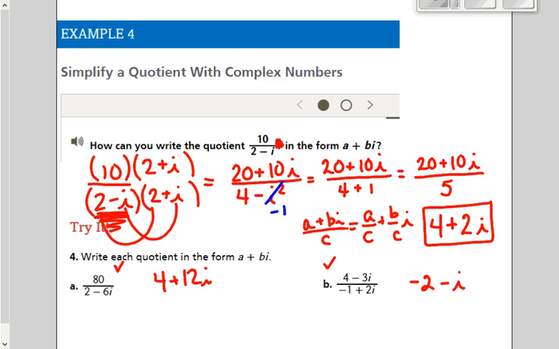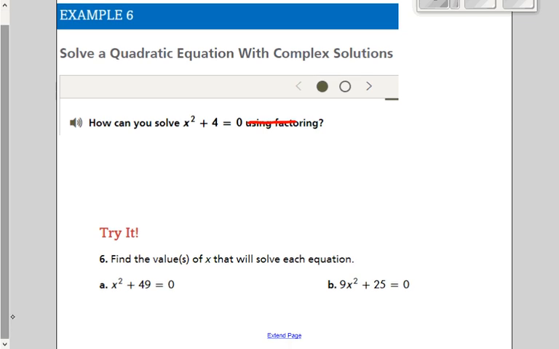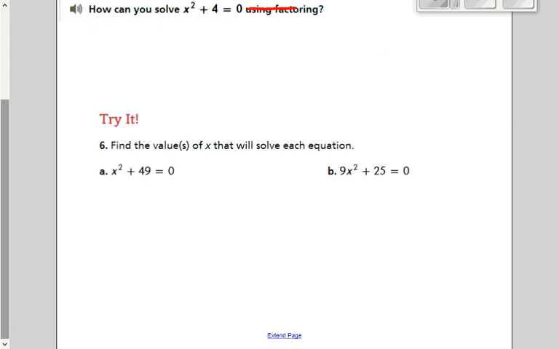Now I'm going to go right to example 6. So we have them on the same video. We're going to solve the problems on this page not by factoring, but by solving for x the traditional way. So first, we're going to take away 4 from both sides. Then we're going to square root both sides. And we get x equals.